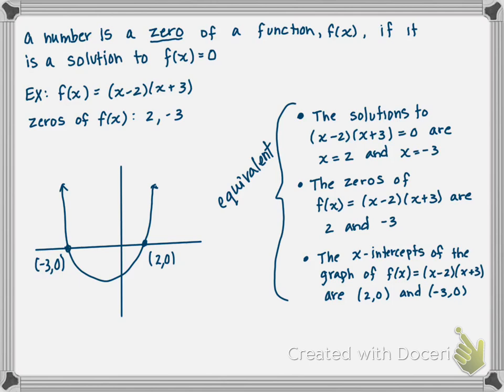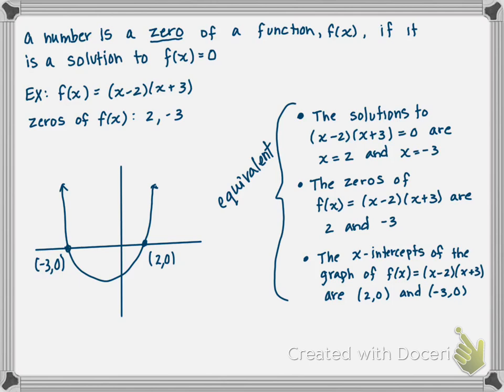2 and negative 3 are just numbers. They're just single values, whereas the x-intercepts are ordered pairs. They have an x value and a y value. You can plot them on a graph. You can't plot just a number on a graph, right? So even though they're really similar, they have some slight differences as far as what they actually are as mathematical objects and therefore how we use them.